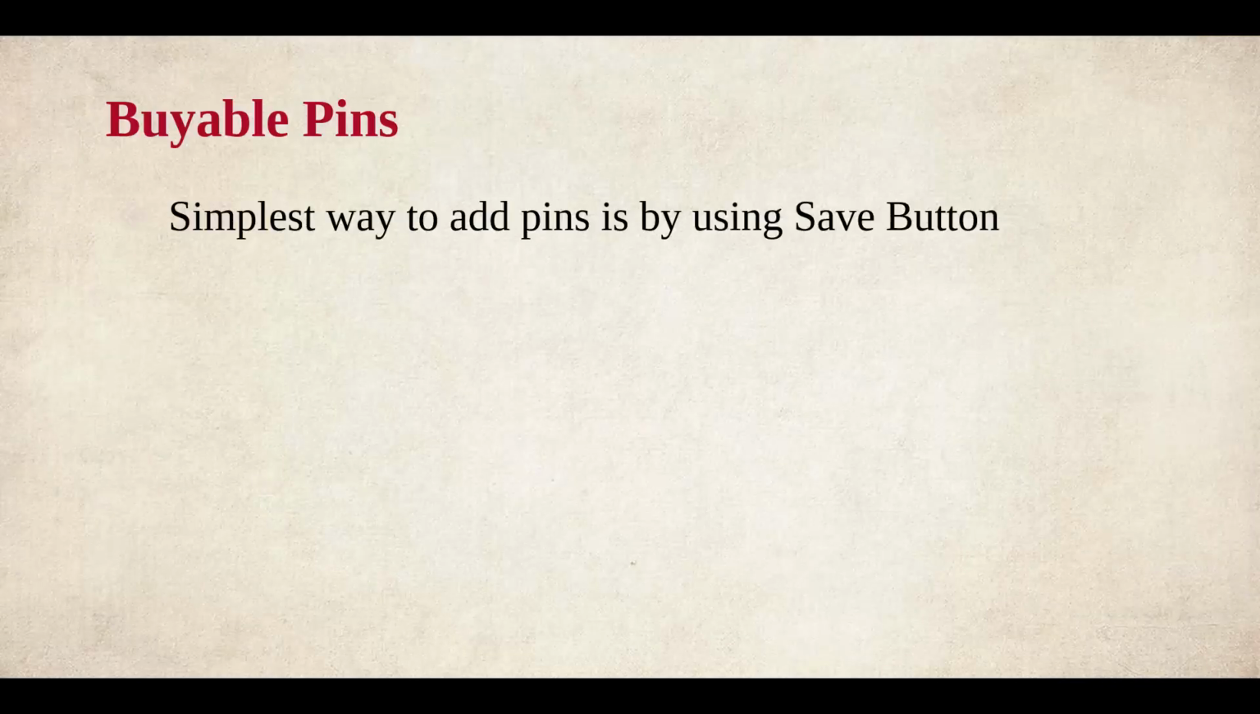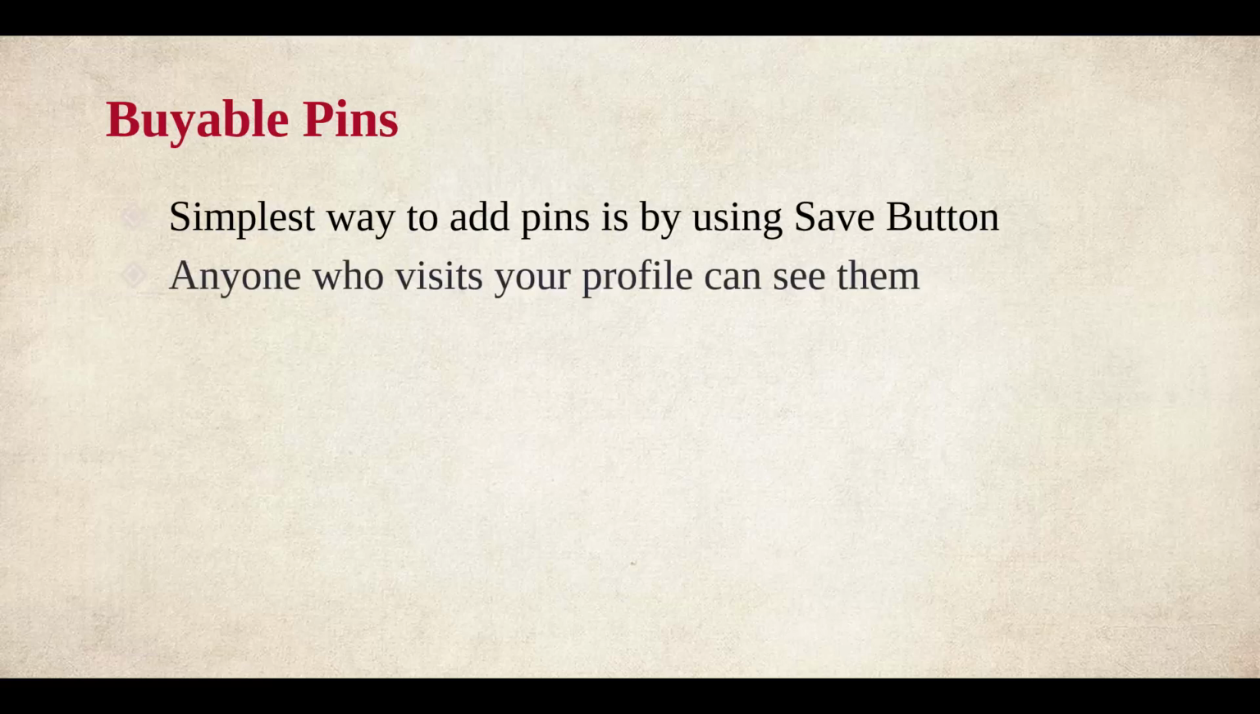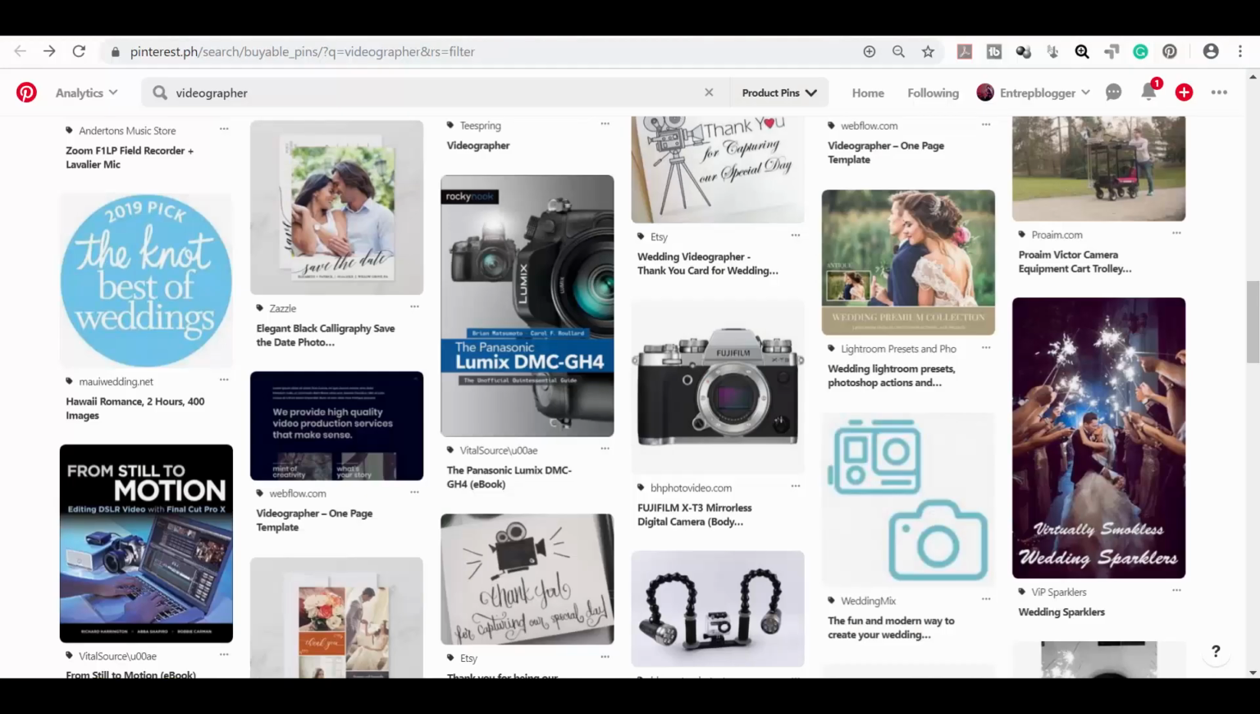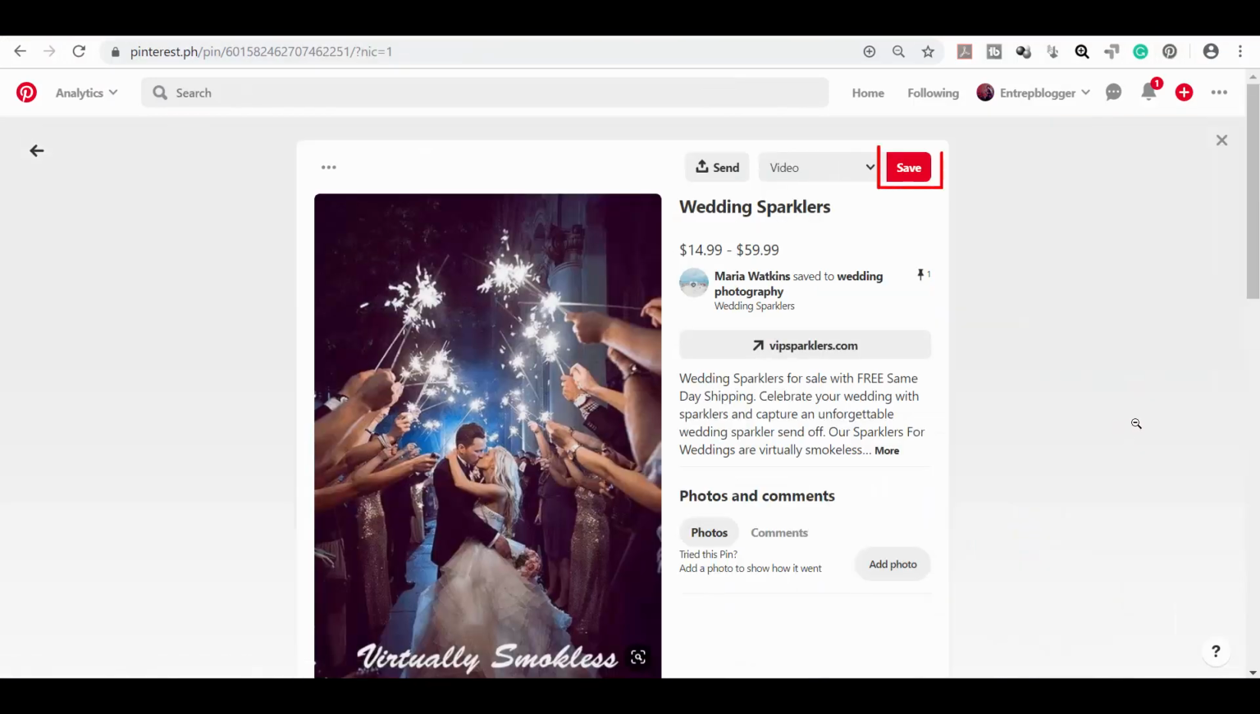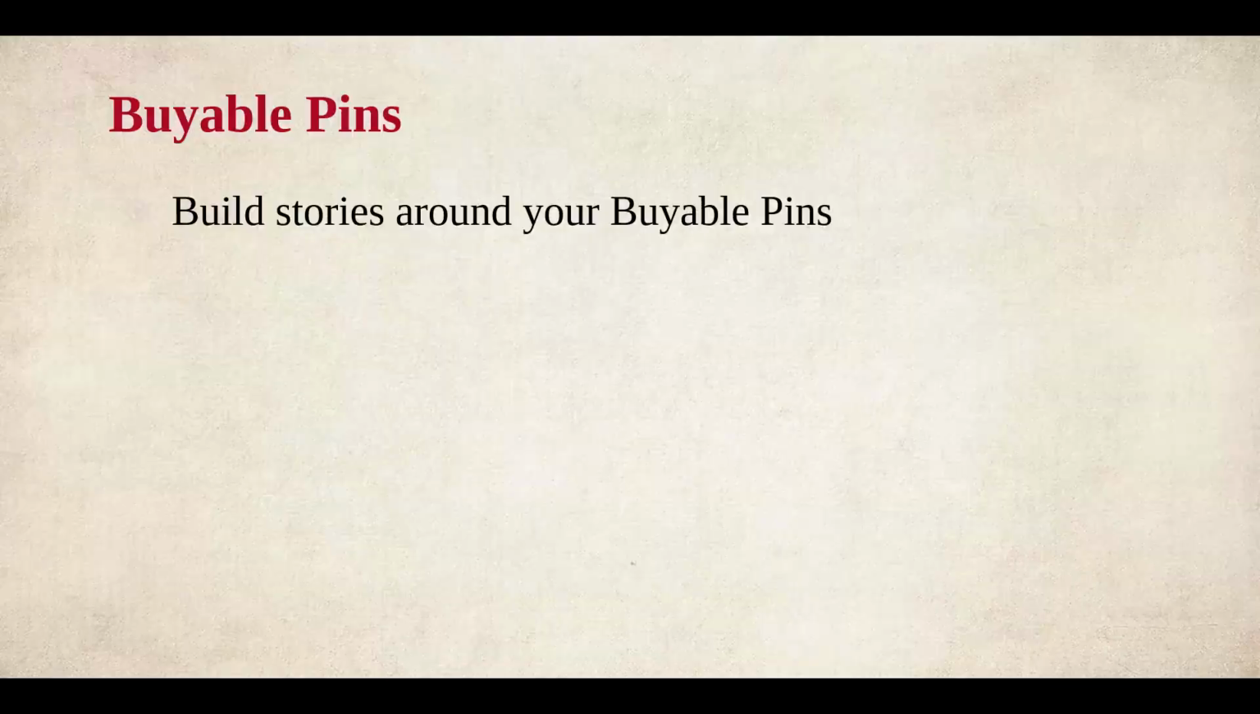The simplest way to add product pins to your buyable pins is by using the Save button in Pinterest, so anyone who visits your profile can see them. In your Pinterest account, click an image and you may see the Save button here.